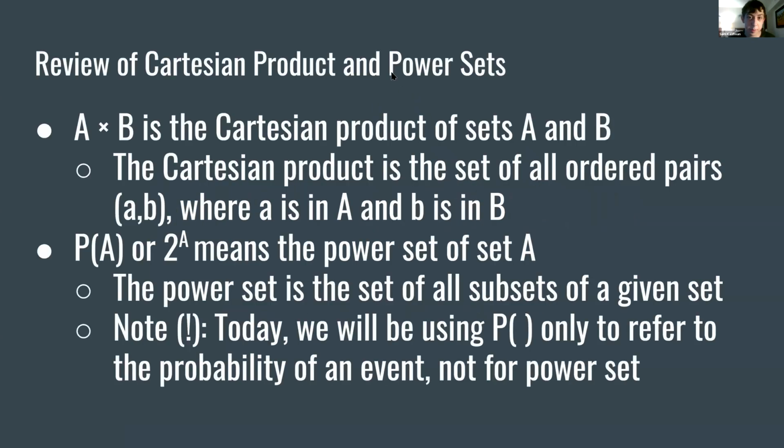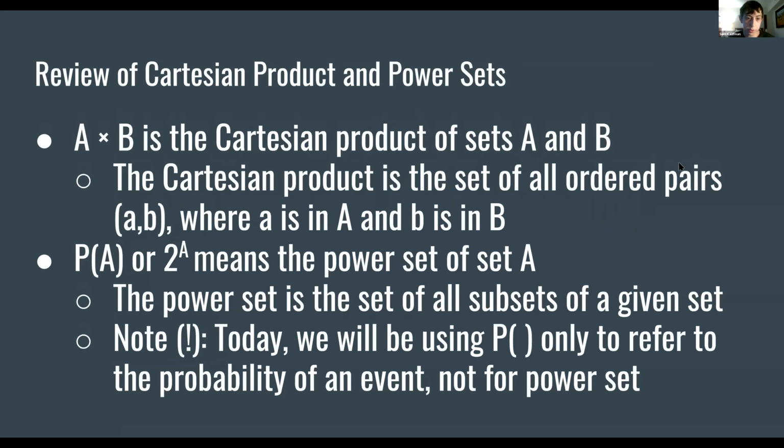First, we're gonna review a little bit of what we talked about last time. So remember, we talked about the Cartesian product. The Cartesian product of two sets is a set of all ordered pairs (a, b), where a is in set A and b is in set B. So it's all of the ordered pairs of elements from each set. And then the power set is the set of all subsets.